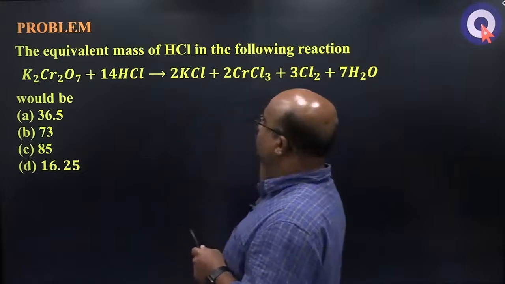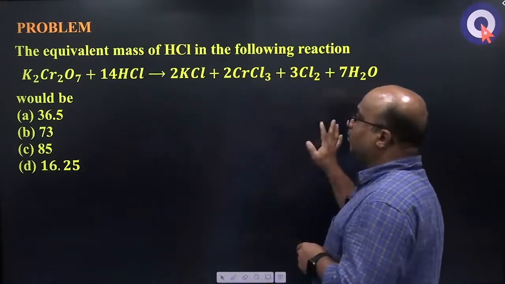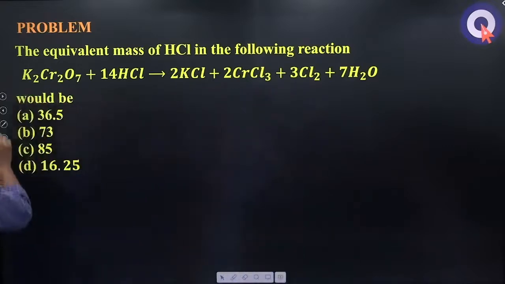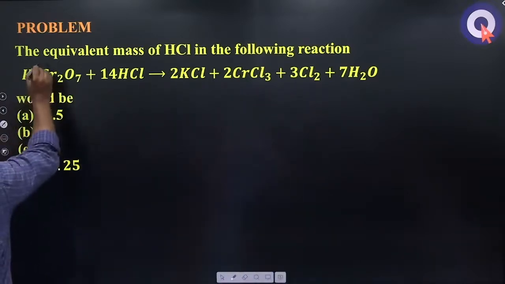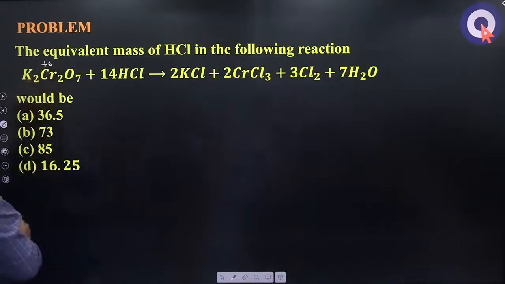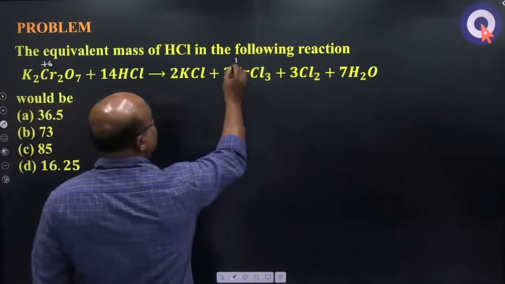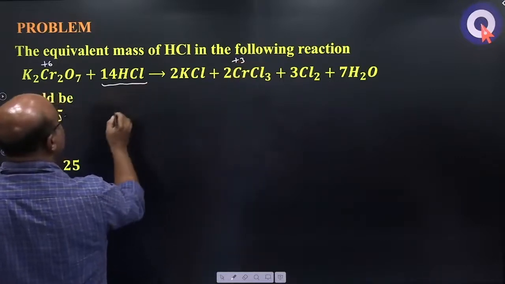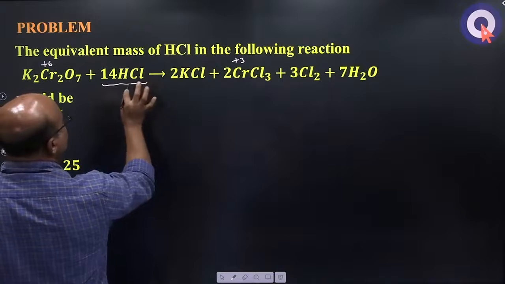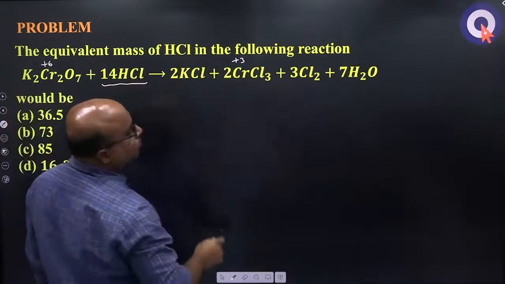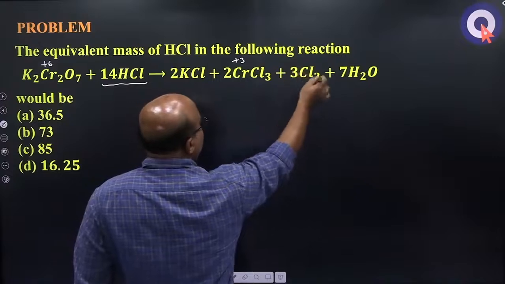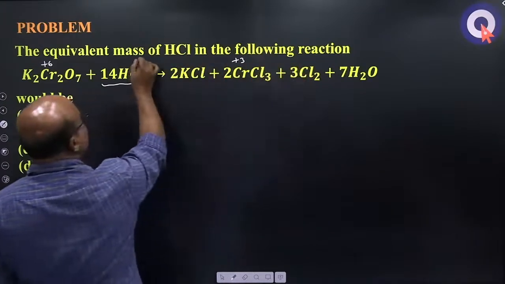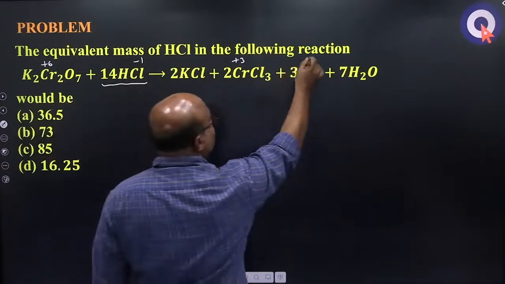So if you see this equation now, this equation is completely balanced, where potassium dichromate is undergoing reduction. It is in the +6 state, it goes to the +3 state. But in this HCl, there is totally 14 HCl, and some HCl is undergoing oxidation. There are 6 chlorines which are actually changing from -1 to 0 state.